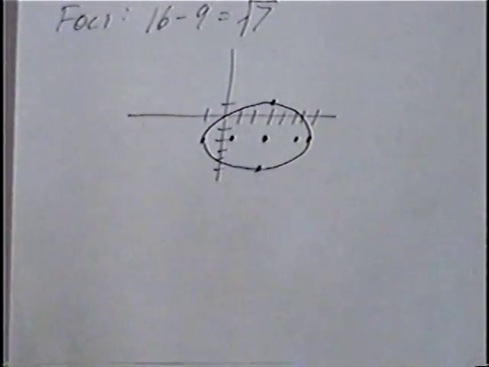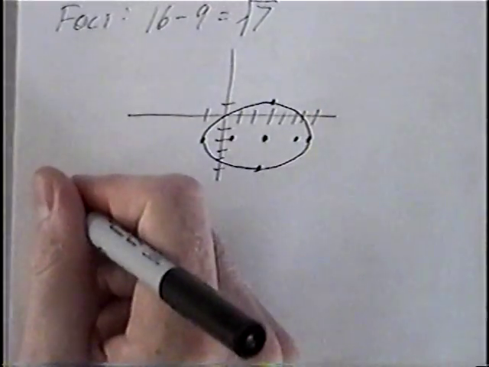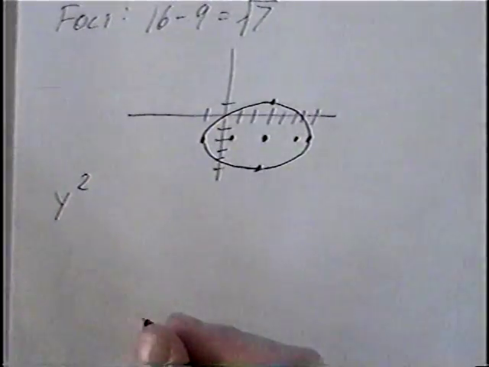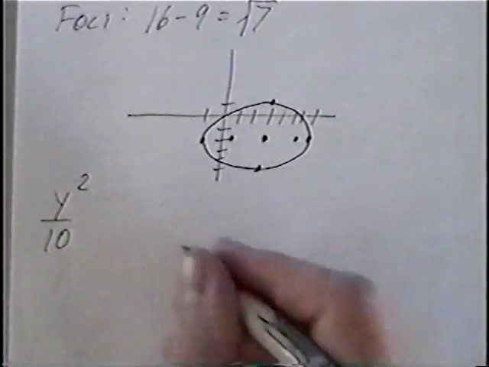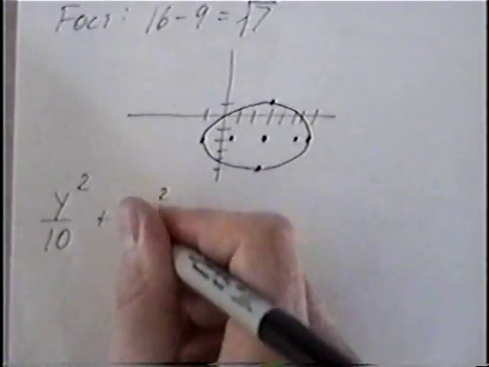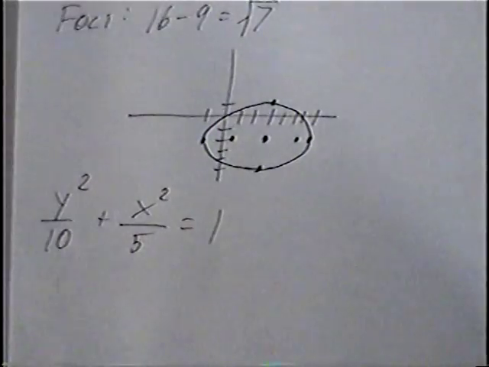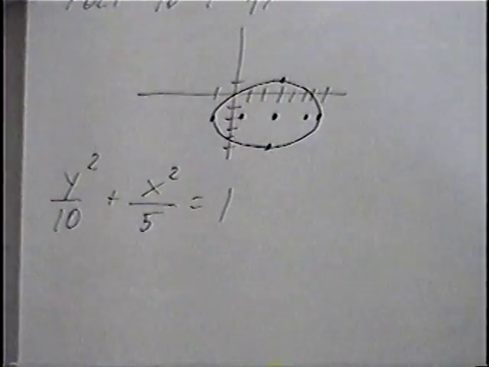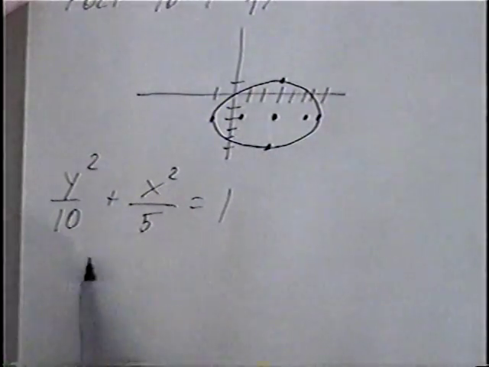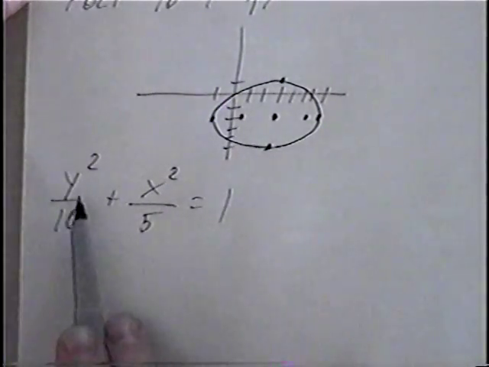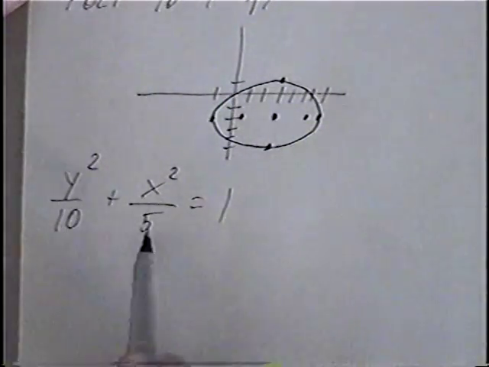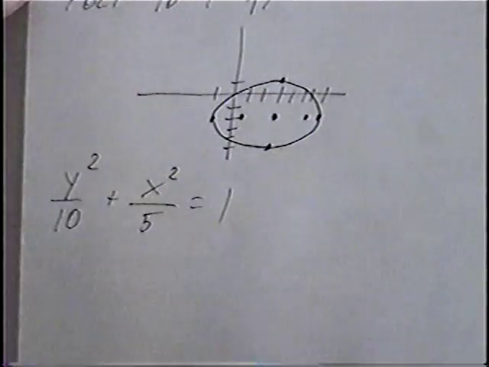Second question and last question for the section is y squared over 10 plus x squared over 5 equals 1. And again, this is in standard form for an ellipse. If we have x and y squared, both in fraction form, and it's equal to 1.